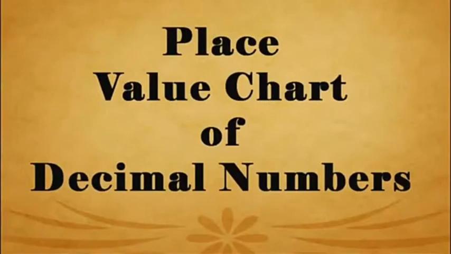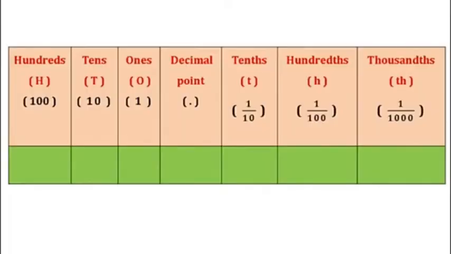Now, let us learn how to represent a decimal number on a place value chart. So, for that, let us first know how a place value chart of a decimal number looks like. Starting from the left, we have the hundreds, tens and ones place, which are to the left of the decimal point. So, they represent the whole number part. To the right of the decimal point, we have the decimal part. Immediately after the decimal point, we have the tenths place. Next, the hundredths and then thousandths place.